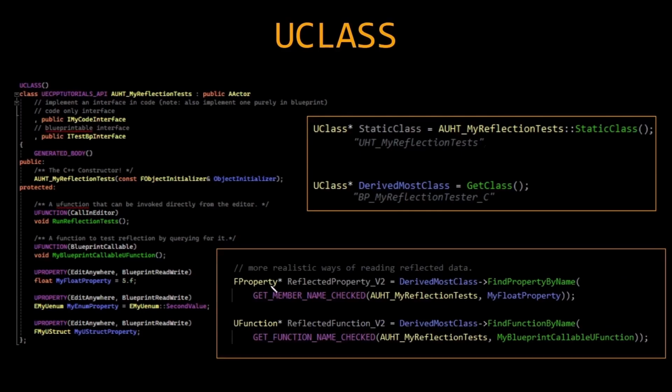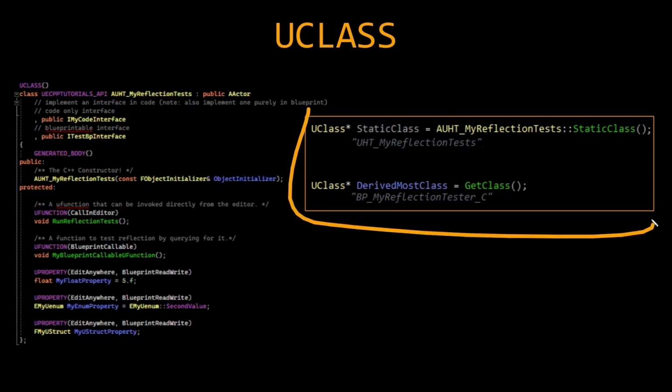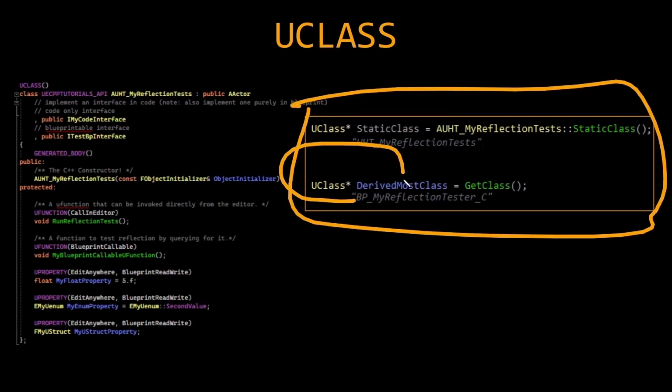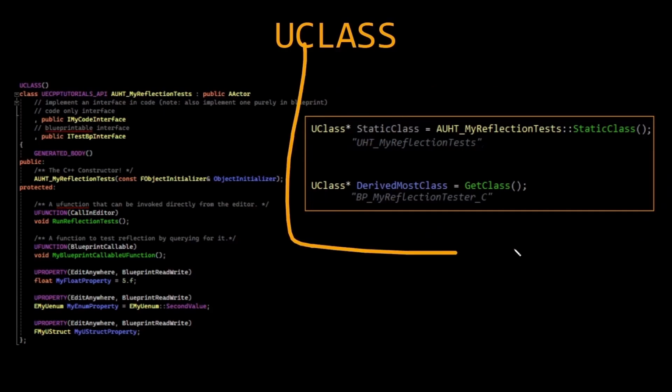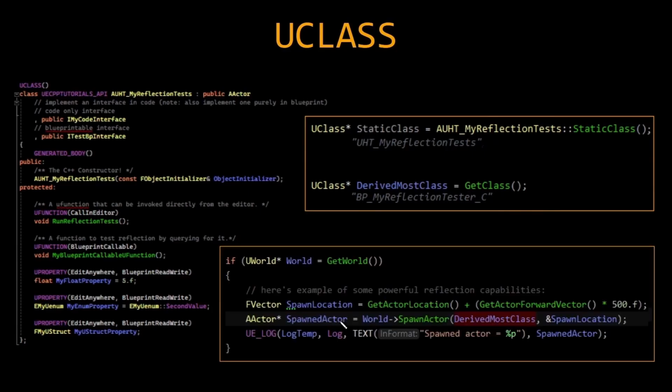And just so you know, you don't have to type a string every time. There is a macro to help you do this type of thing called GET_MEMBER_NAME_CHECKED, which is a compile time check to make sure that property actually exists on this type. And same thing for function: GET_FUNCTION_NAME_CHECKED and GET_MEMBER_NAME_CHECKED. And so we have this ability to request a UClass to get reflected data about a given class. So you can see how this is starting to resemble the C# and Java that we looked at.